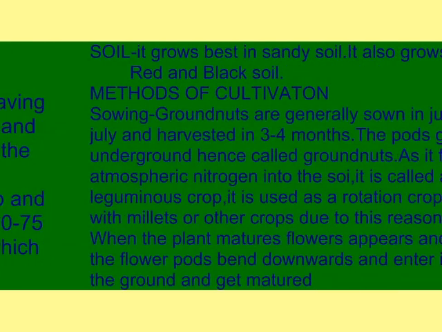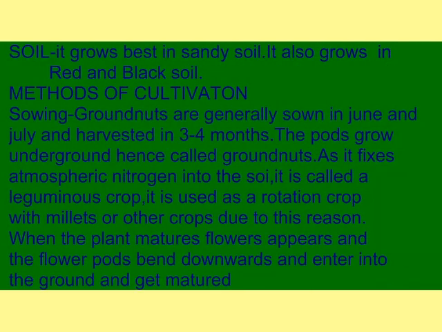The soil. We can see here it grows best in sandy soil. It also grows in red soil and black soil as well. Methods of cultivation. Groundnuts are generally sown in June and July and harvested in 3 to 4 months. The pods grow underground, hence called groundnuts. As it fixes atmospheric nitrogen into the soil, it is also called a leguminous crop. So it basically rejuvenates the soil, enriches the soil.